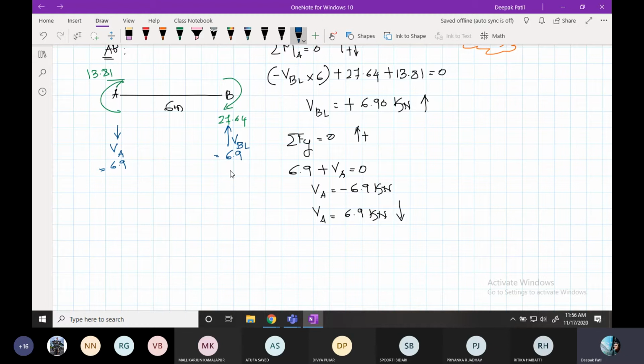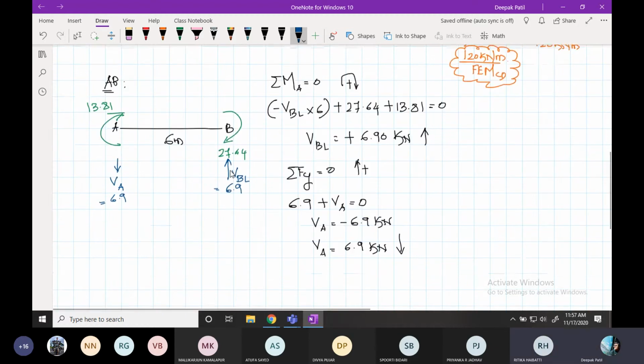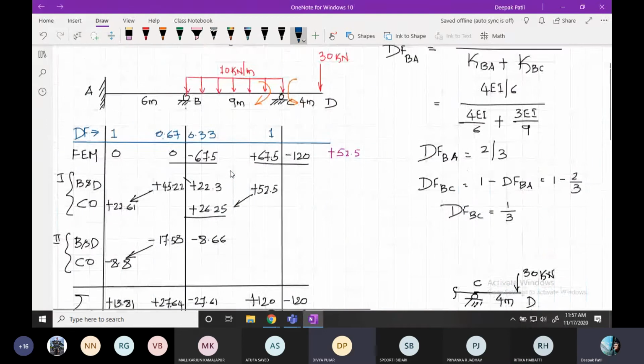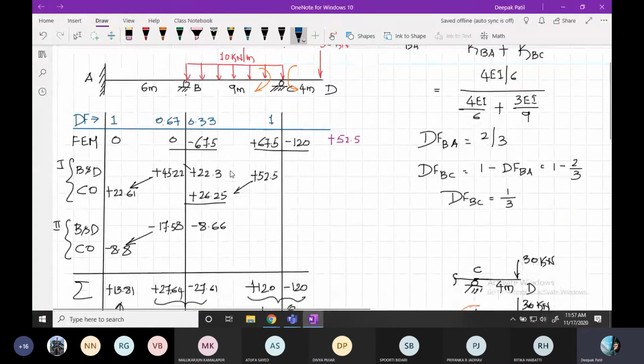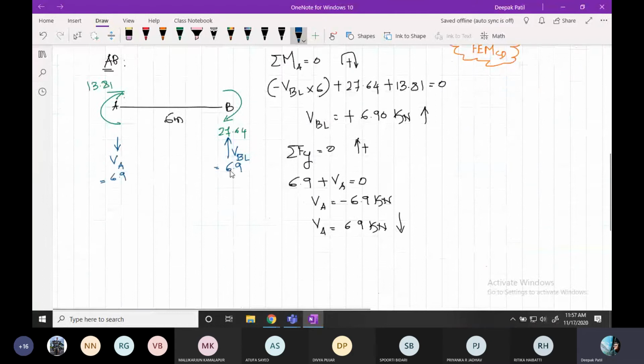Are you clear, students? Yes, sir. Are you clear with this? Yeah. So span AB is over. Let me move on and find it for span BC.